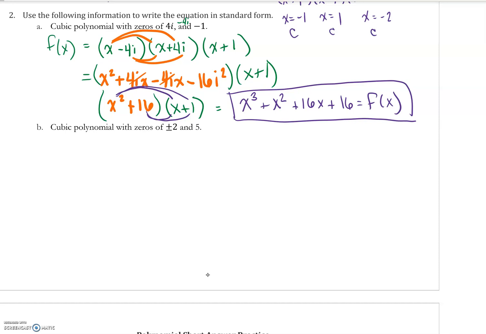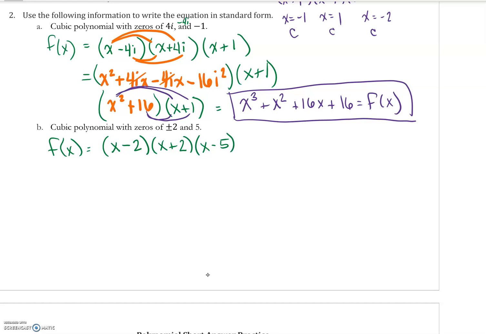Again, I'm given a cubic polynomial with 3 different zeros. So I'm going to start by writing f of x. My zeros are positive 2, negative 2, and positive 5. So for positive 2, I know that came from the factor x minus 2. For negative 2, I know that came from the factor x plus 2. And for the 0 at positive 5, I know that came from a factor x minus 5.